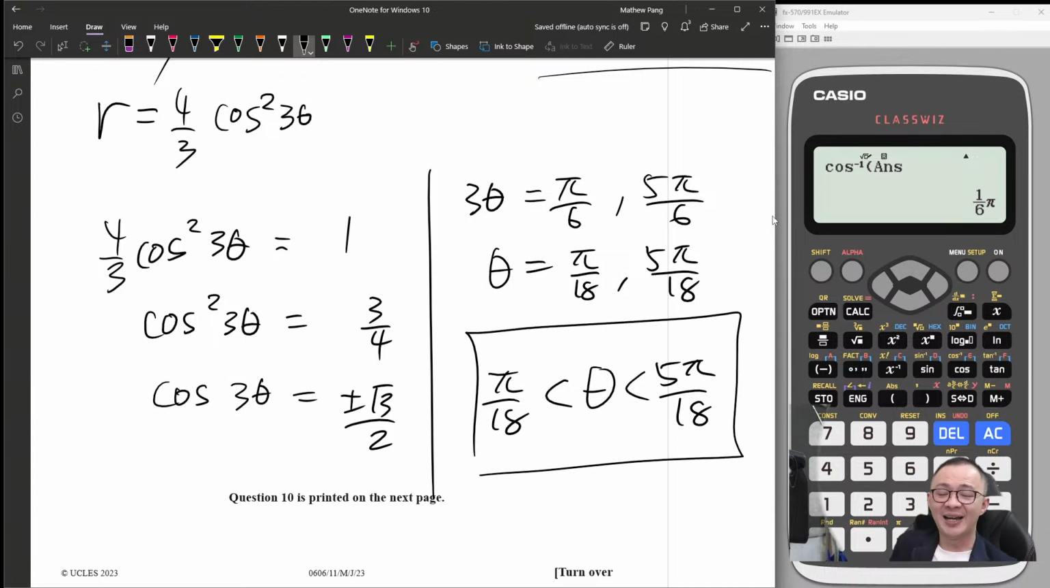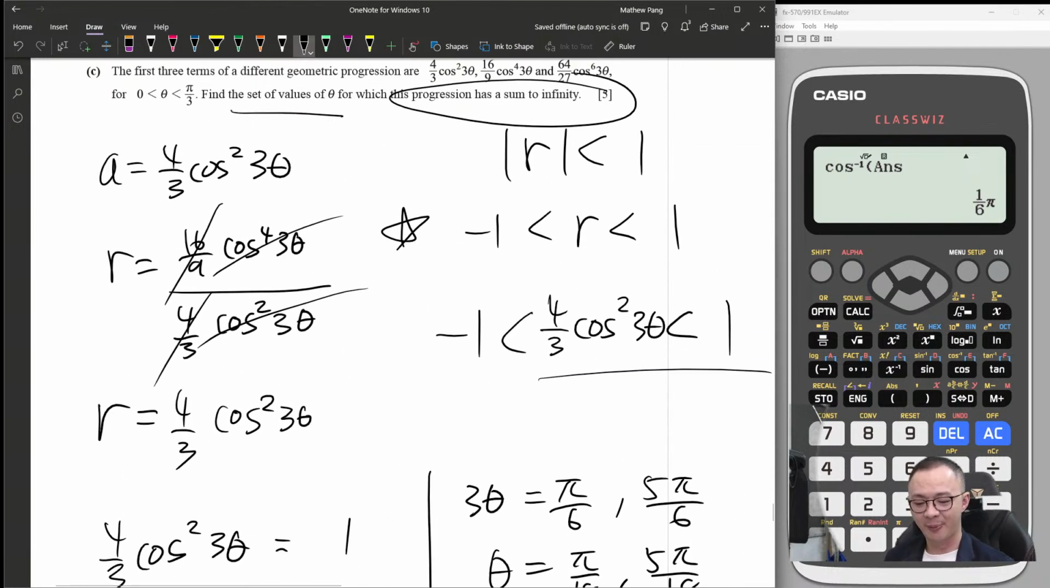So if my theta is out of this range, then the sum to infinity doesn't exist. How does 4/3 cos² 3θ equal 1? Oh, because of this one.